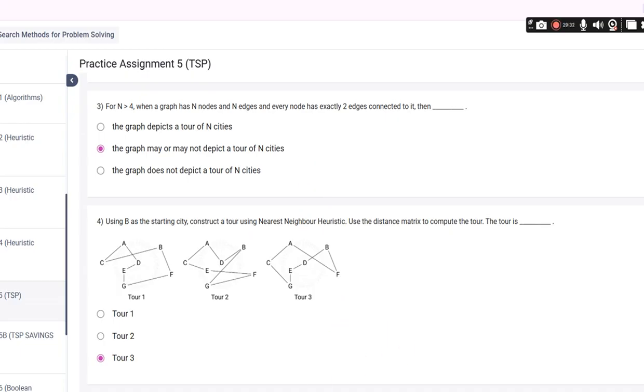Why? Well, because you can see in this example here, this entire graph is not one cycle. However, every node is connected to exactly 2 nodes, or every node has exactly 2 edges connected to it. So it does not form a single cycle of length n, and it's not a valid TSP tour. It should be one cycle connecting everything.